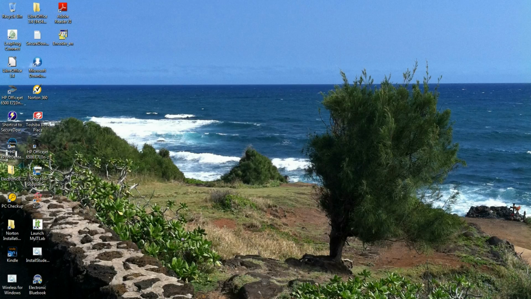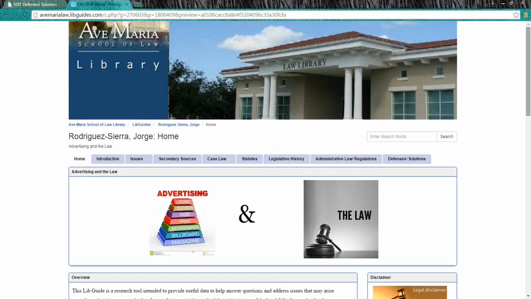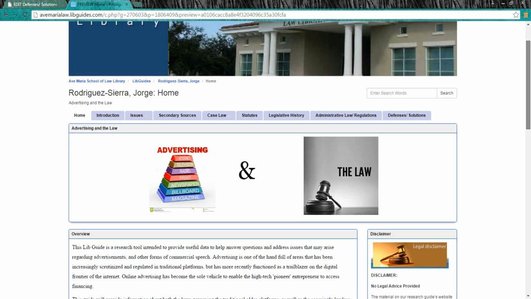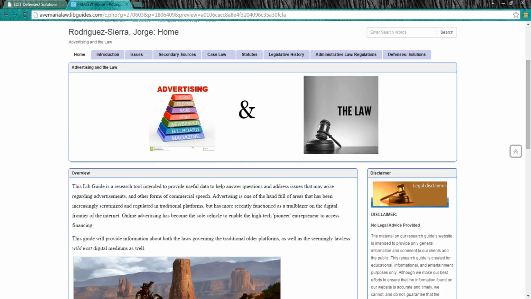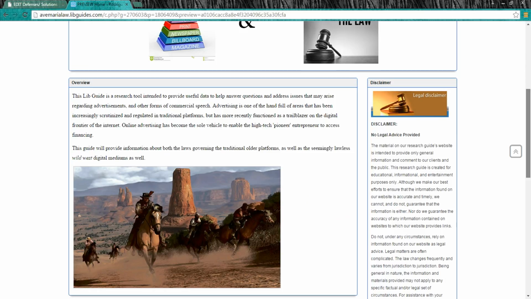This is my presentation for my Lib Guide entitled Advertising and the Law. On the first page, the home page, there's the graphic that I created that has advertising and the law. Below it is the overview, and the overview just says this Lib Guide is a research tool intended to provide useful data to help answer questions and address issues that may arise regarding advertisements and other forms of commercial speech.